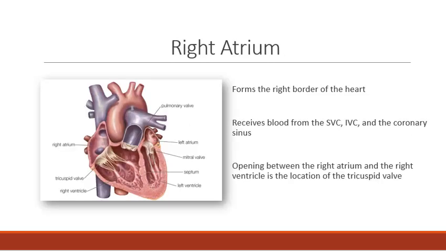The right atrium forms the right border of the heart. It receives blood from the superior vena cava, the inferior vena cava, and the coronary sinus. The coronary sinus is a collection of veins joined together to form a large vessel that collects blood from the heart muscle. The coronary sinus empties into the right atrium above the tricuspid valve.